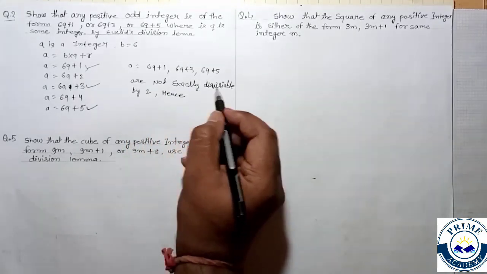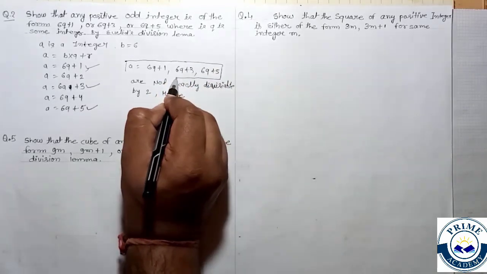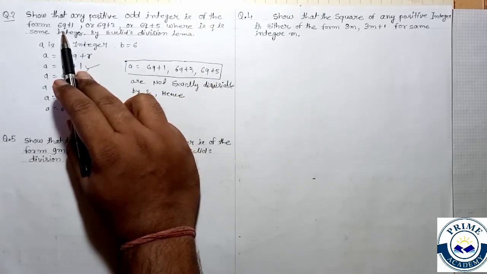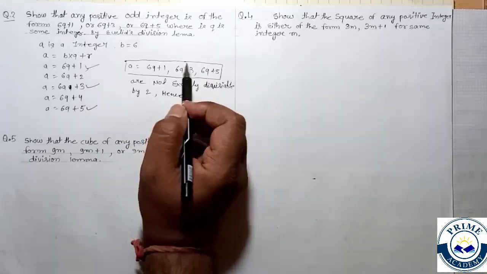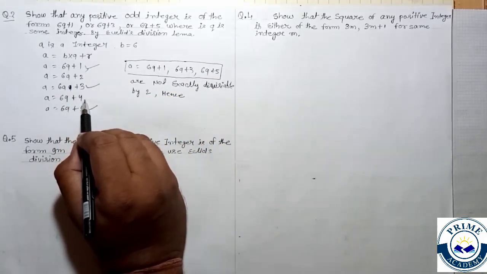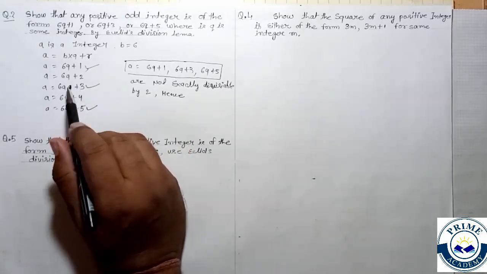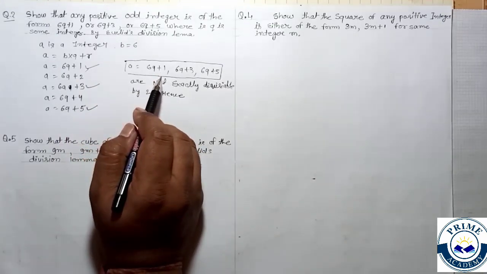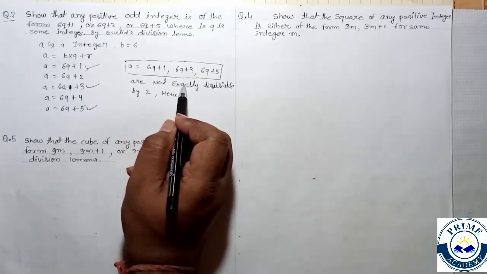Hence we can say these three are odd integers in the form of 6q plus 1, 6q plus 3 and 6q plus 5, whereas 6q plus 2 and 6q plus 4 will be completely divisible by 2. So if it is divisible, then it becomes an even number. If it's not divisible, it is an odd integer. Hence, you can easily write it over here.